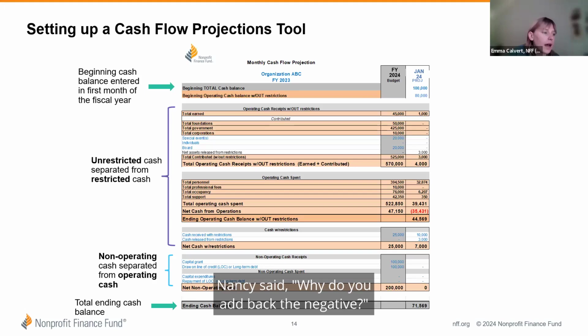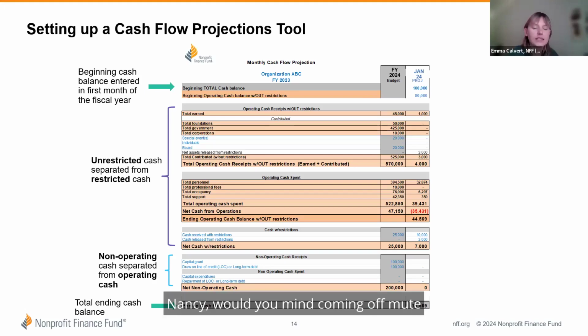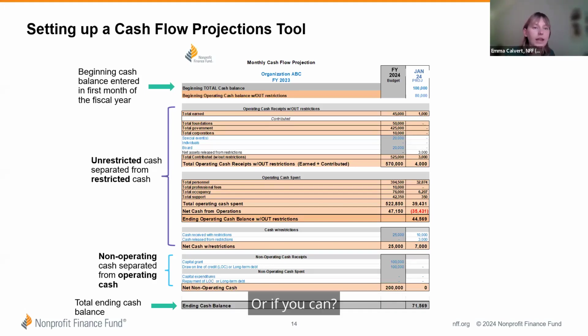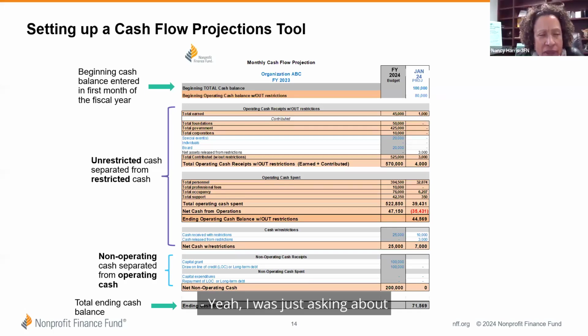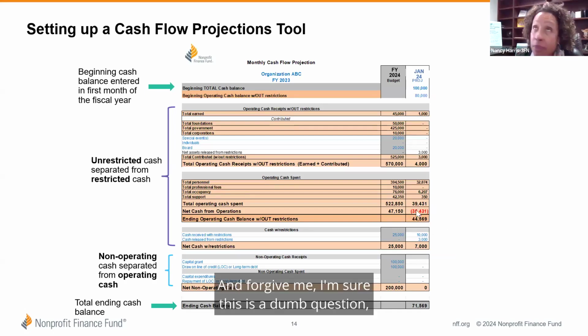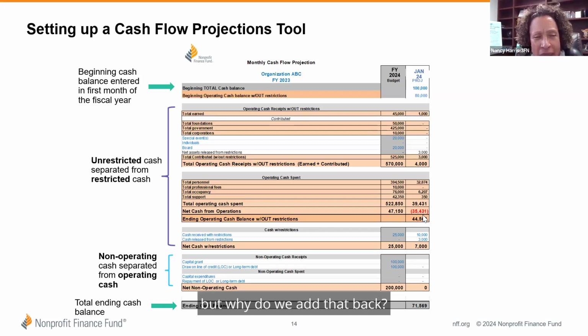Nancy said, why do you add back the negative? Nancy, would you mind coming off mute and sharing a little bit more about your question? Or if you can't. Yeah, I was just asking about the net cash from operations. It shows a negative 35,000, and forgive me, I'm sure this is a dumb question, but why do we add that back?